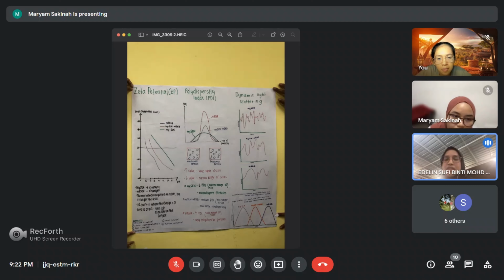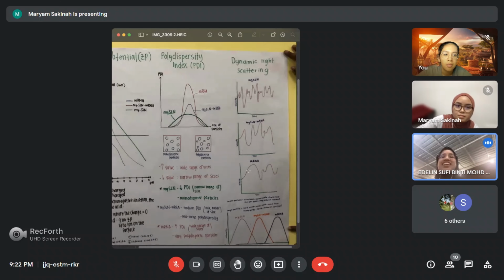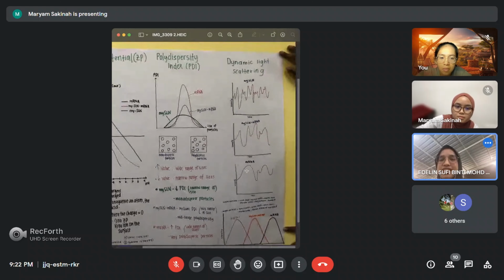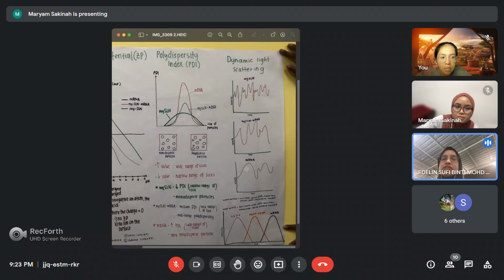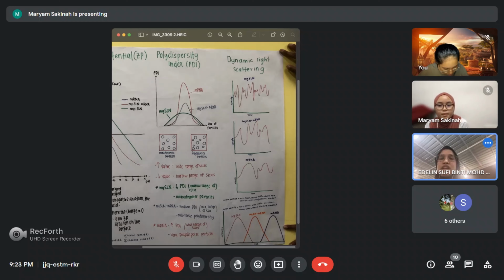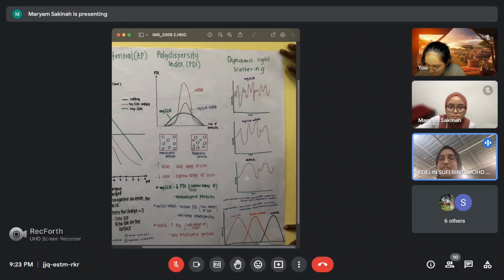So I'll be explaining about the dynamic light scattering first. Dynamic light scattering is used to measure the PDI, which is the polydispersity index, and also the size of the nanoparticle. However, the polydispersity index will be explained by Mariam. So I'll be focused on the size. The graph is about measuring the size.